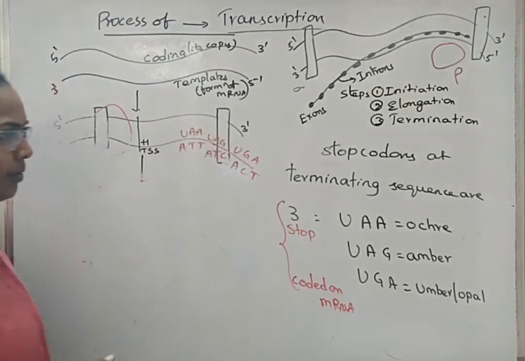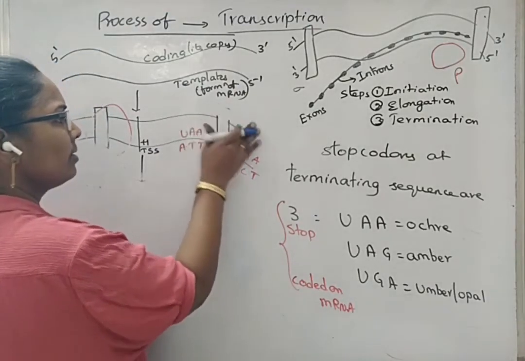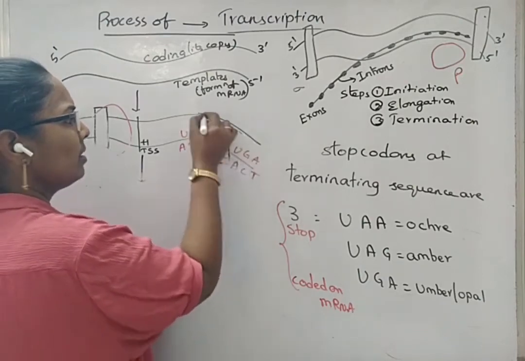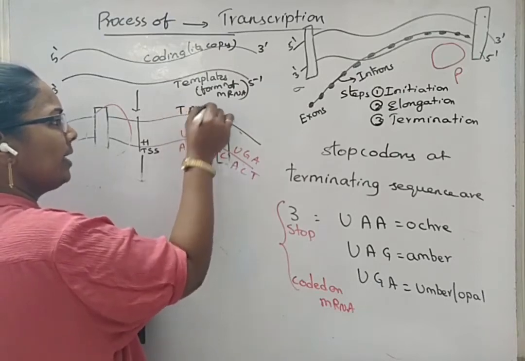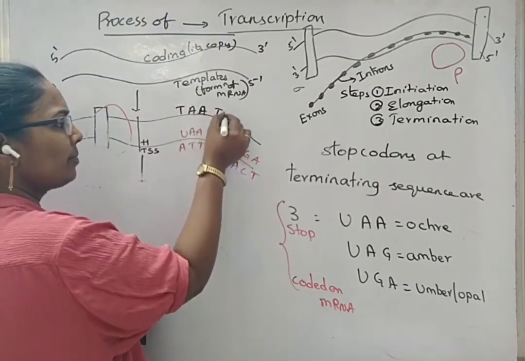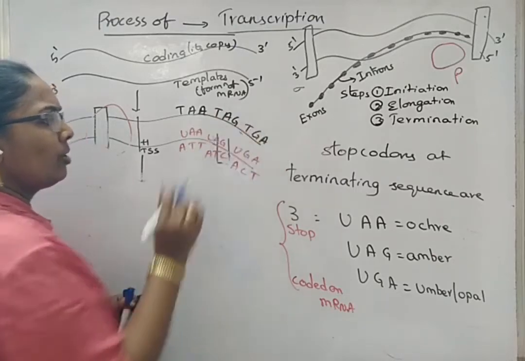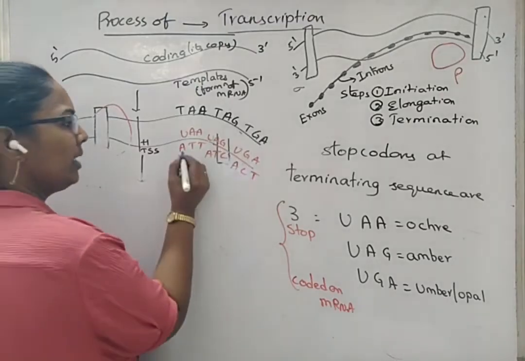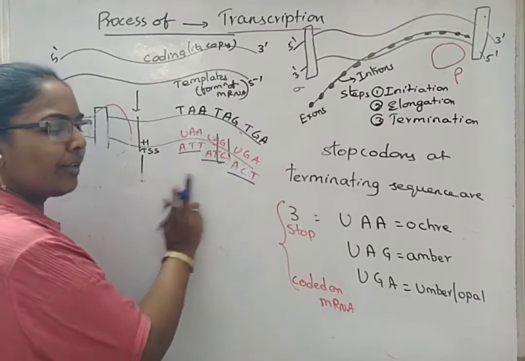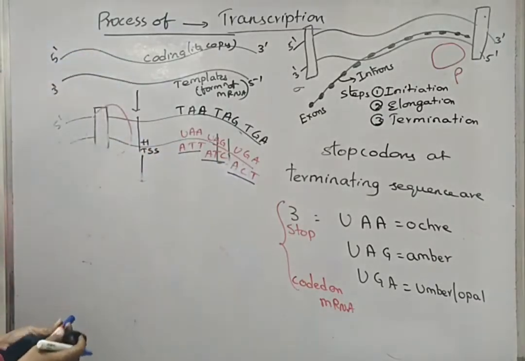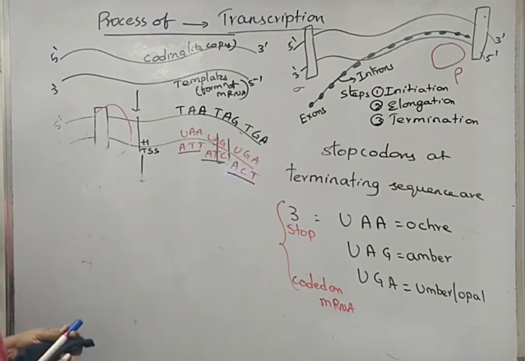But on coding strand, what are the types of codon sequences? On coding strand, the sequences must be a copy of this one: thymine, adenine, adenine; thymine, adenine, guanine; and thymine, guanine, adenine on the coding strand. So these 3, ATT, ATC, ACT, are responsible for coding the stop codons of mRNA. So this is about the formation of the termination step in the transcription.